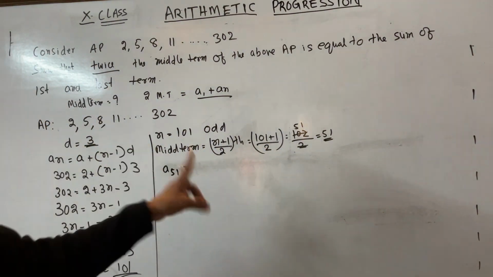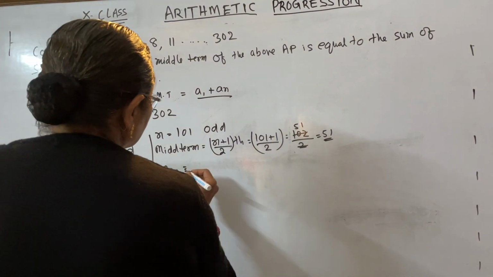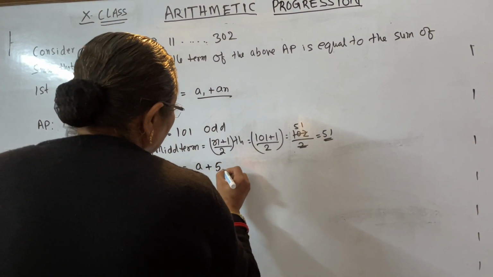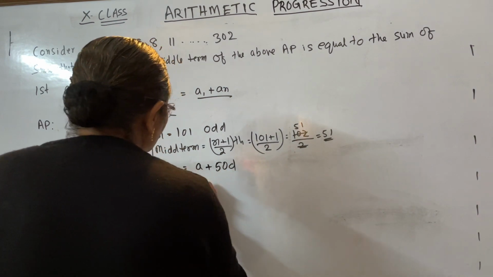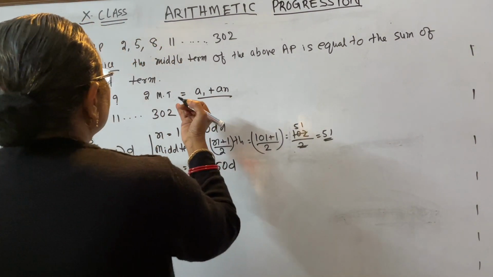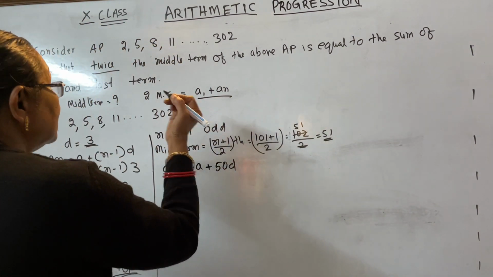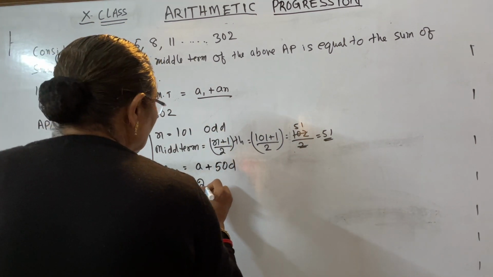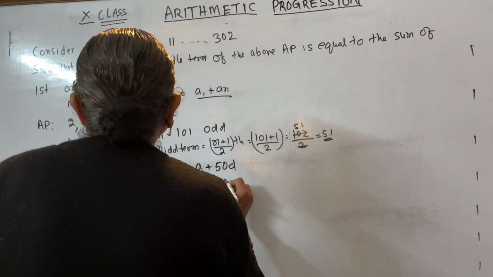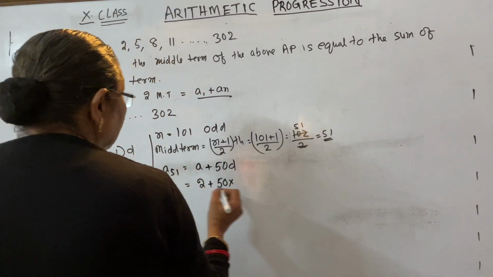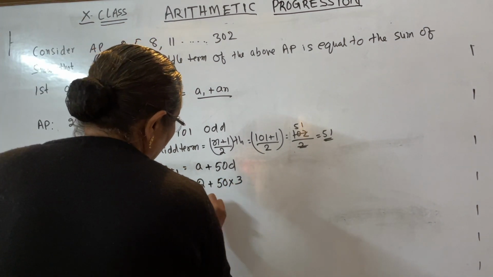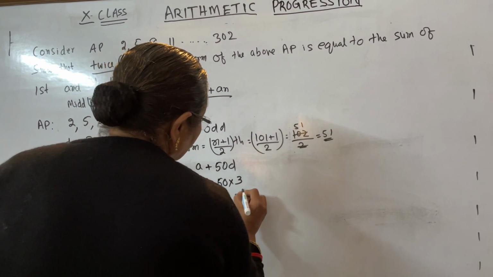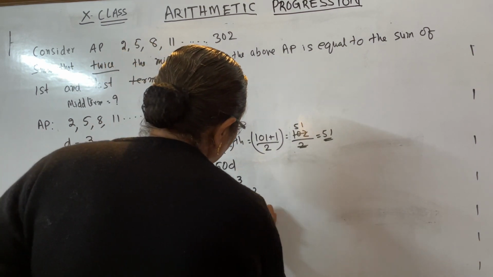The 51st term is the middle term. Now what is the 51st term? That is A plus 50D. Now, twice the middle term, so we have to find the middle term. A is 2, plus 50 into D, where D is 3. That is 2 plus 150, which equals 152.